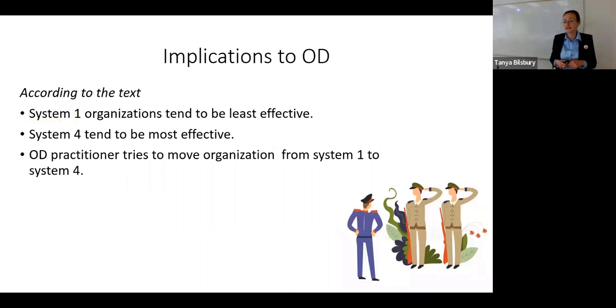According to the text, and I haven't fact checked this, system 1 organizations tend to be the least effective, and system 4 tend to be the most effective. And your job as the OD practitioner is to move the organization from being system 1 to being system 4. And when I see that, I think, so when you say that this is the most effective, or this one is the least effective, you have to ask in what context, because context matters.